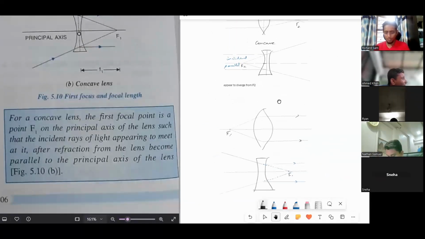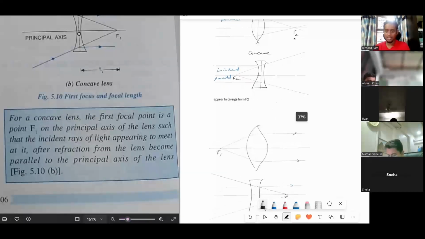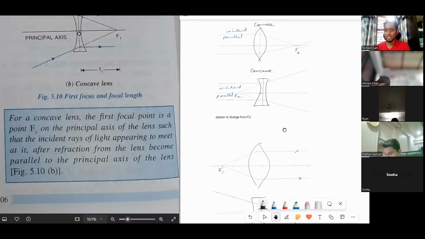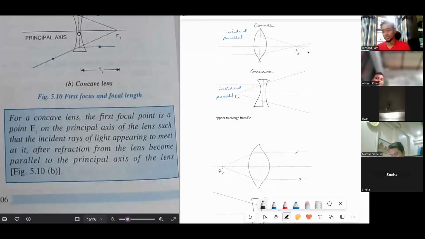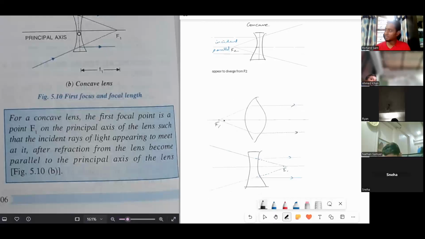Okay, so we have seen 4 different diagrams here, right? F2 for concave and convex, F1 for convex and concave. And you see F2 is right side, here F2 is left side, here F1 is left side, here F1 is right side. So how do you not get confused?